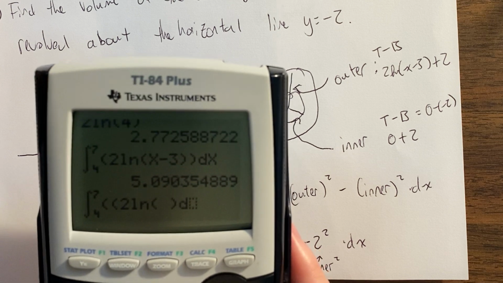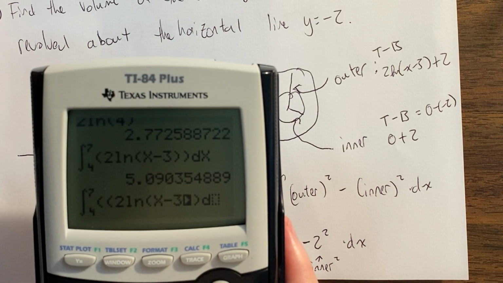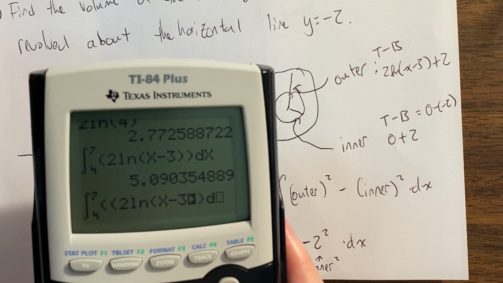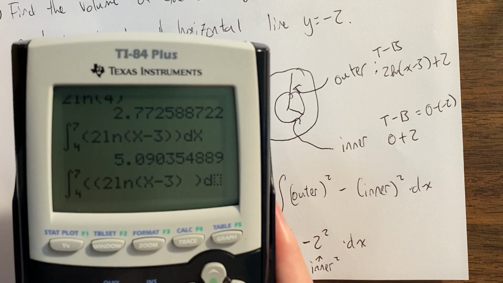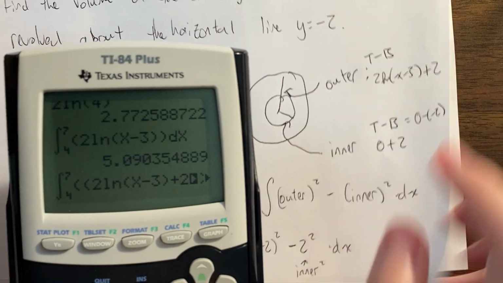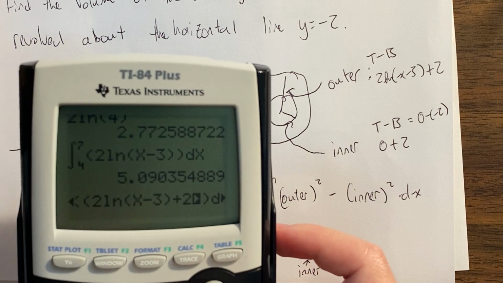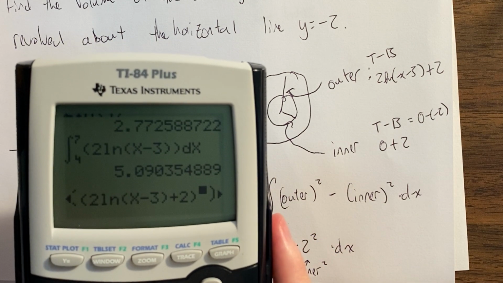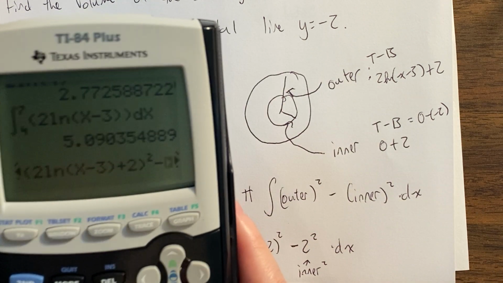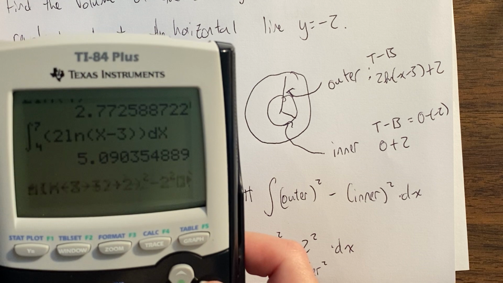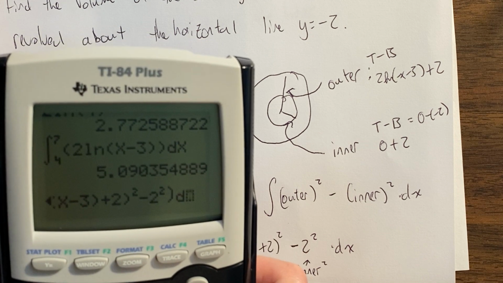So it's going to be x minus 3. So 2 times ln of x minus 3. Close parentheses. That closes the parentheses of ln, and then we have to write plus 2, because that was minus minus 2 from the minus bottom part. And then we're going to close that parentheses, square it all. And then on the outside, we're going to write minus 2 squared. We can write 2 squared or 4, of course, and then that should be it.